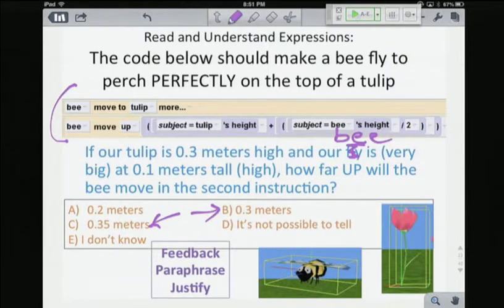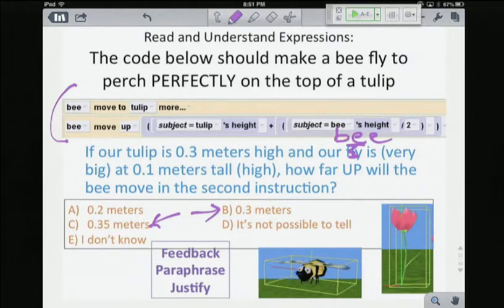Ah, okay. So you were saying we assume the bee starts off on the ground, and then he's going to need to move up 3 meters to be on the 0.3 meters to be on the top of the tulip, because the tulip is 0.3 meters up. So all you C people, well, why not? Come on, that sounds right. Oh, right behind you there, Michael.